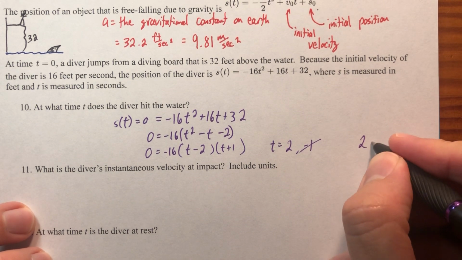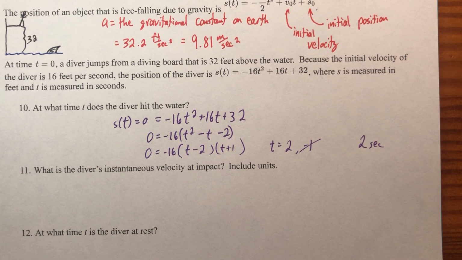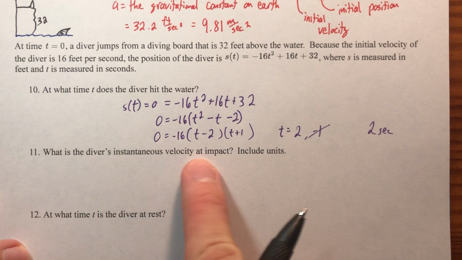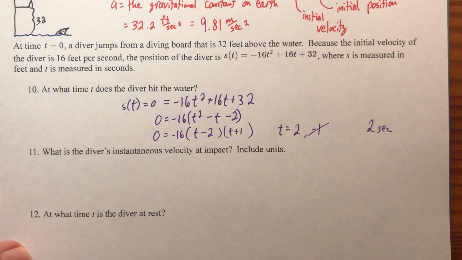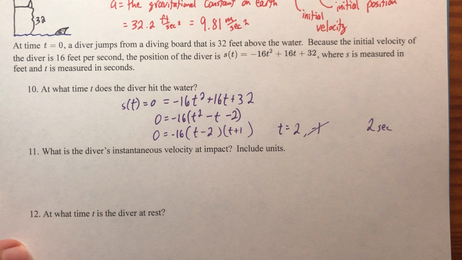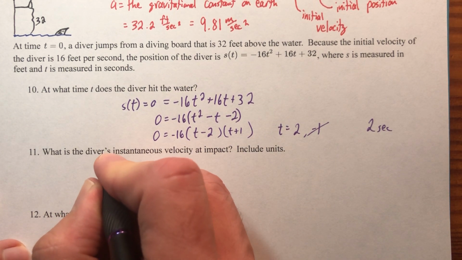Okay, so final answer is 2 seconds. It takes 2 seconds for this diver to hit the water. Well, what's the diver's instantaneous velocity at impact? Well, the velocity is going to be the derivative of the displacement. So I need to show that.